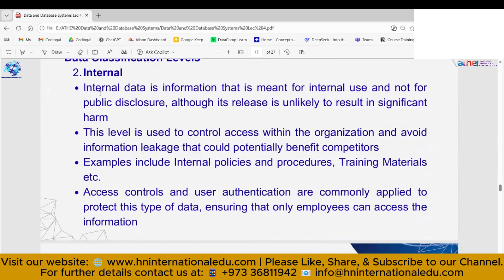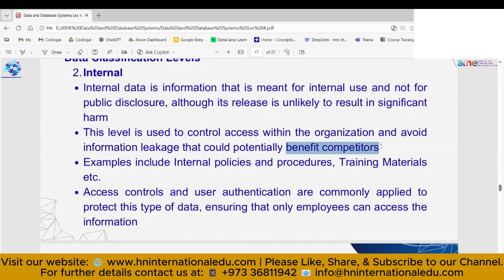Because they don't have the authority. The next level is the internal data. Internal data is information that is meant for internal use. It's not for public disclosure, it's not for external use, although its release is unlikely to result in significant harm. And this level is used to control access within the organization. If it says internal, just understand it's for within the organization, and to avoid information leakage that could potentially benefit competitors.